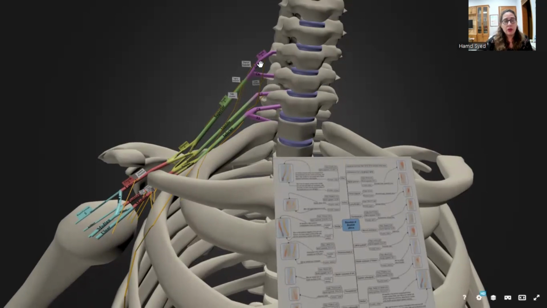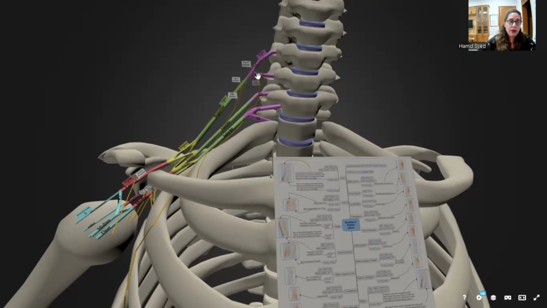So over here, you have C5, C6, C7, C8, and T1. These are the anterior primary rami of the spinal nerves, which are going to form the brachial plexus, which is the bunch of nerves eventually going to be supplying the skin and musculature of the upper limb. Here, this area, which is in purple, represents the roots of the brachial plexus.